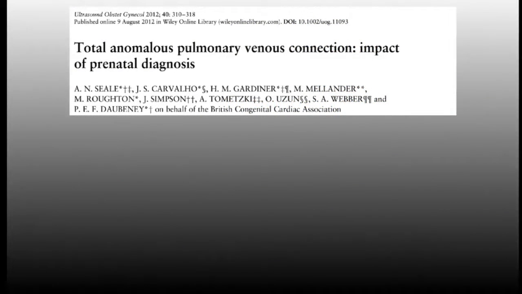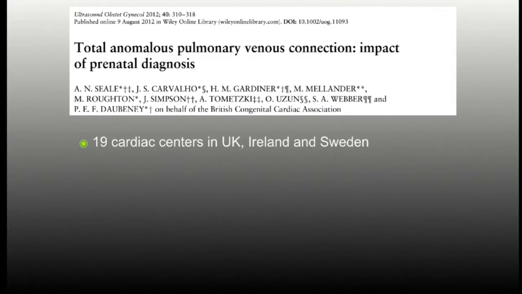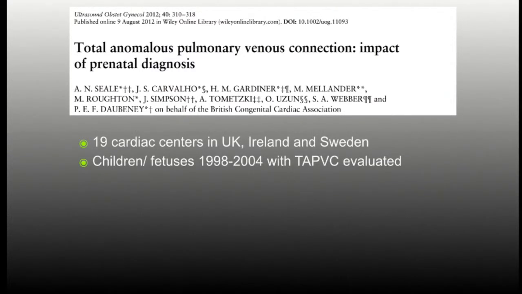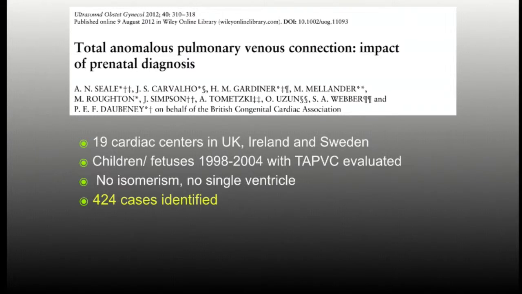So if we want to know the true numbers, there is a very nice study published a few years ago in the White Journal, where Helena Gardiner was a co-author. 19 cardiac centers in UK, Ireland, and Sweden put their data together and checked children and fetuses, but mainly children, where abnormal pulmonary venous return was evaluated without aneurysm or single ventricle. There were 424 children with this condition, and guess how many cases were detected antenatally? 1.9%, 2%. 2 out of 100 cases are detected antenatally.